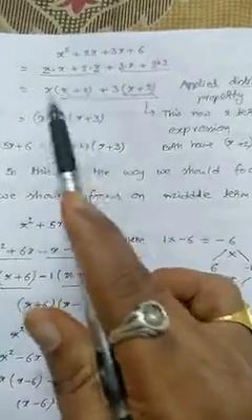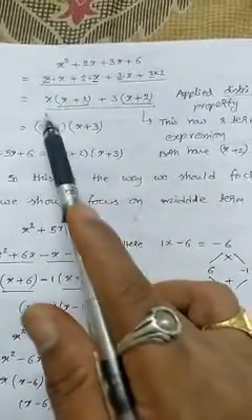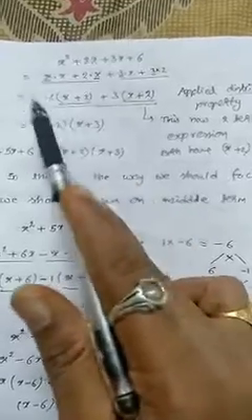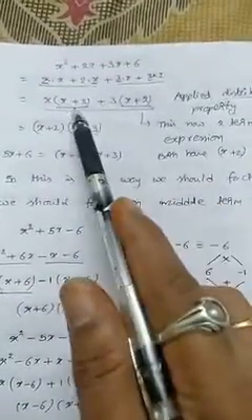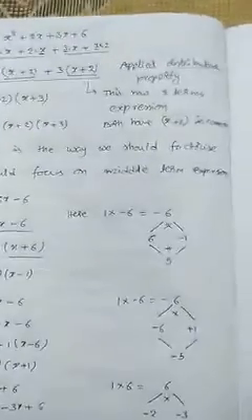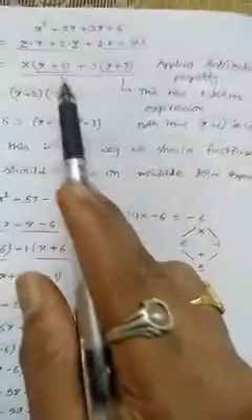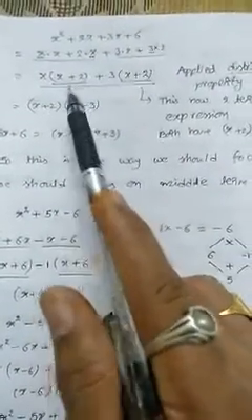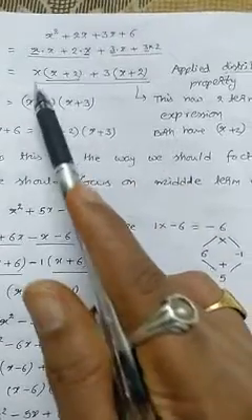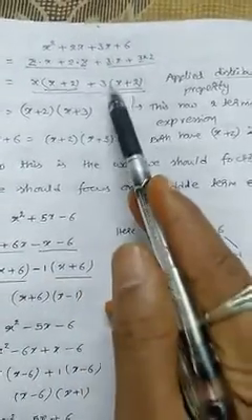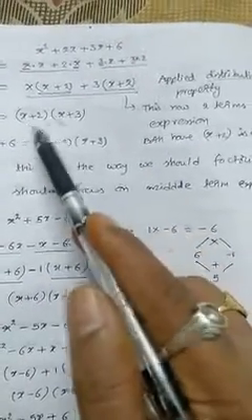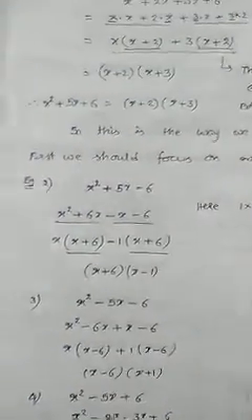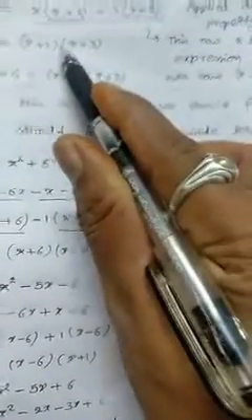x into x plus 2 plus 3 into x plus 2. Again, if you observe here, this whole is one term and this is another term. Now it is a two-term expression. In both the expressions, x plus 2 is common. Take x plus 2 out. After taking x plus 2 common, what is left over? x is left here, 3 is left here. So x plus 2 into x plus 3. So finally, x square plus 5x plus 6 equals x plus 2 into x plus 3.